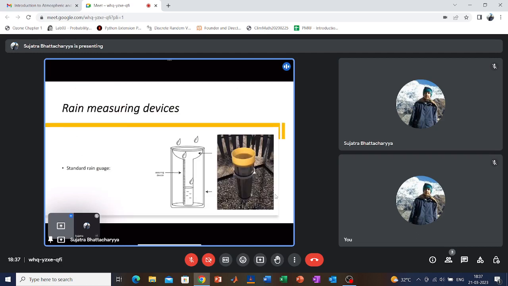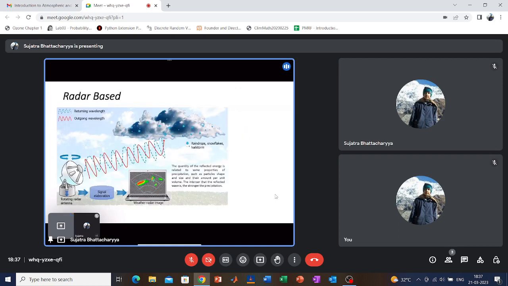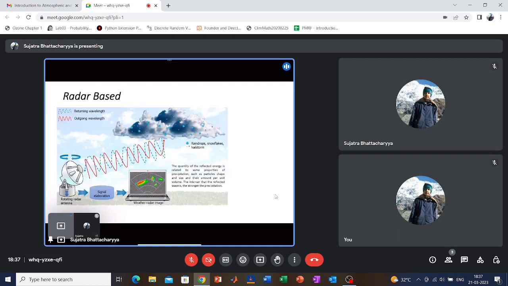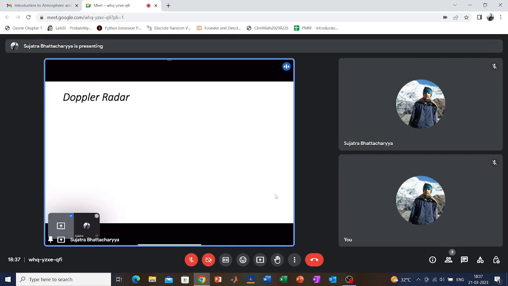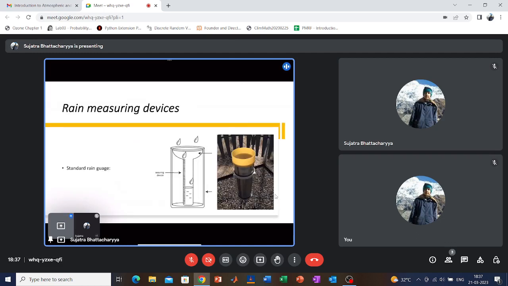Next is the rain measuring devices. So what are the rain measuring devices? The first one I am discussing here is the standard rain gauge, which is used in many IMD stations. The next is the tipping bucket, which is a very good instrument to use. And there is a siphoning rain gauge also present. Then there is radar based, and then Doppler radar. This is essentially the same. I will discuss each and everything.